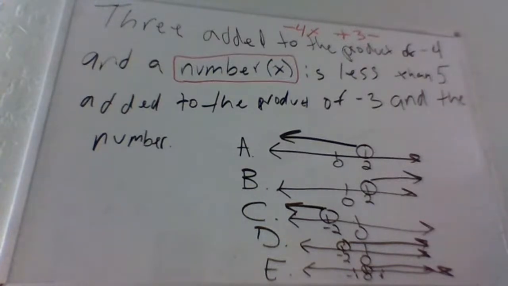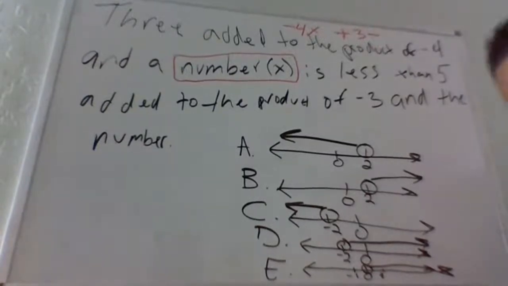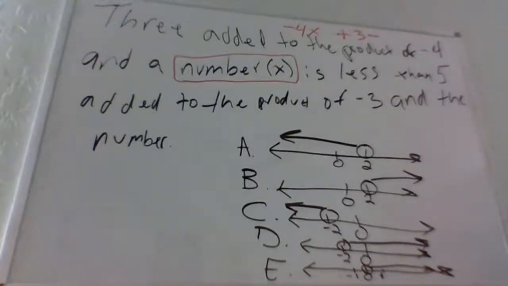Okay. Very nice, Andre. Still haven't heard from Mariana. Still haven't heard from Ama. No tengan miedo. What does the word product mean? Es el resultado de un número multiplicado por otro.